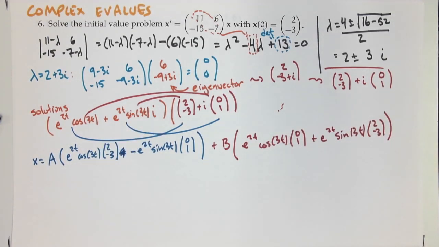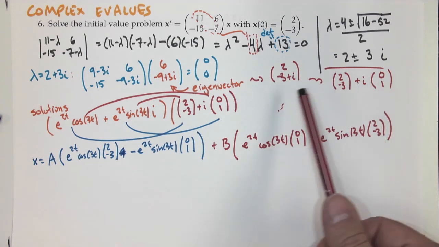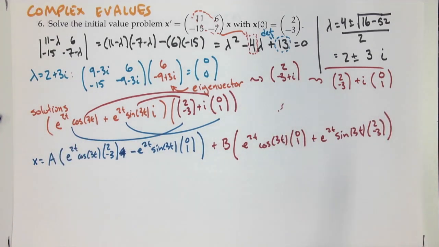Okay. So recapping, we had complex eigenvalues. We found our eigenvector. We split it apart. We use this to write our solutions. And now at this point, we catch our breath. And we remember what we're trying to do. Sometimes we want general form. Sometimes we want particular solutions. Sometimes we might even want fundamental matrix. We're after a particular solution. So what should we do now?